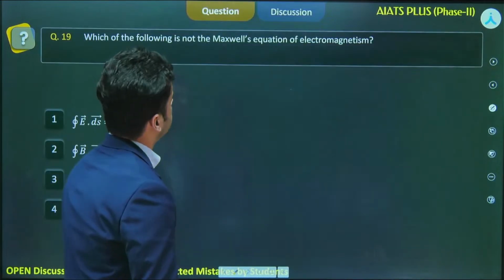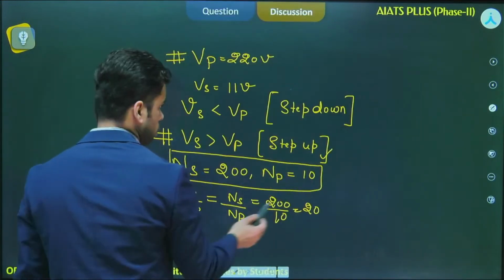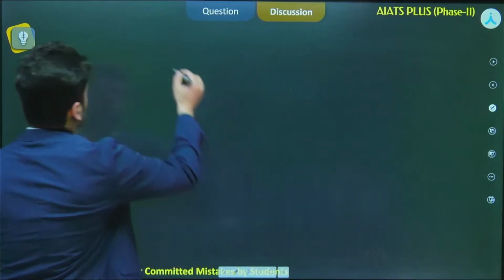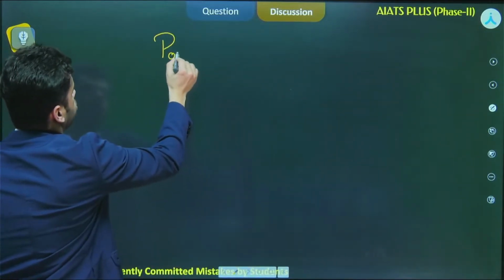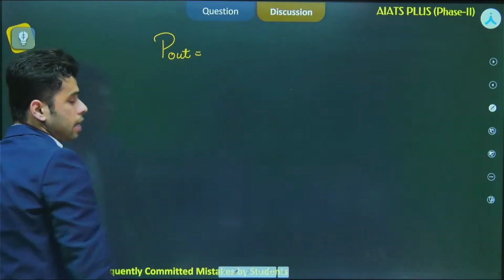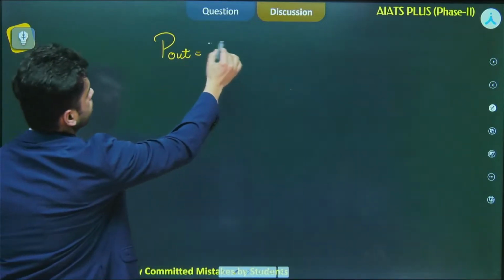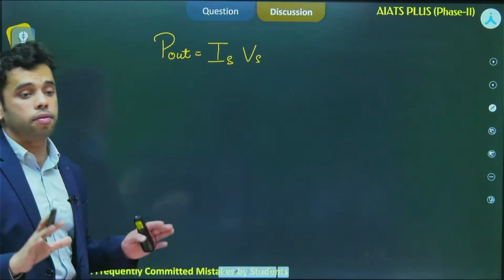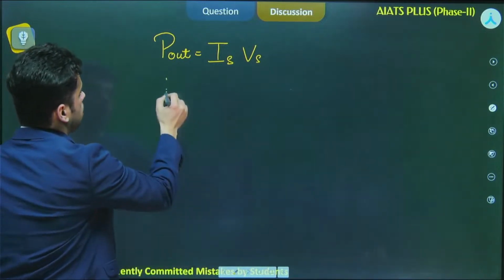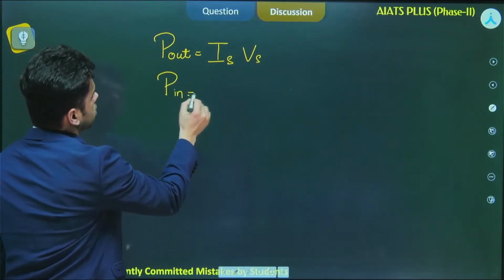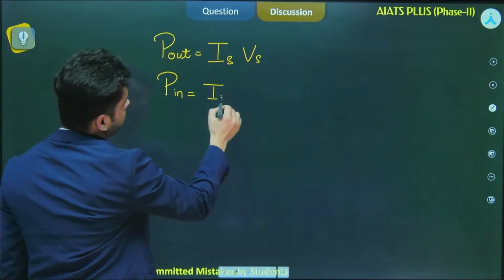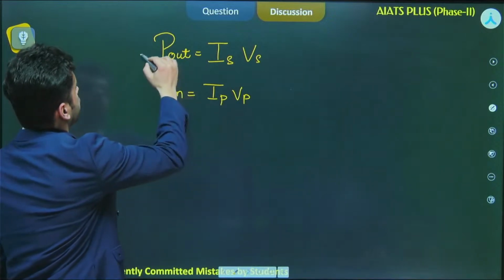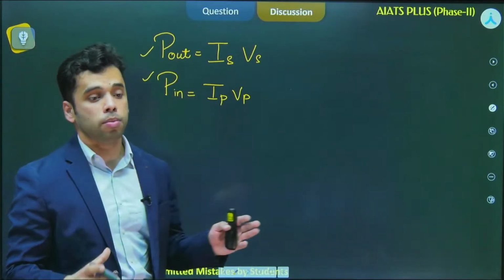What else could be asked in this? Okay, one more thing, output power. How do we write output power? Output power can be written as the product of secondary current and secondary voltage, right? What about the input power? Input power can be written as the product of primary current and primary voltage. Okay, these are two extra formulas that you need to remember while dealing with the problems of transformer.